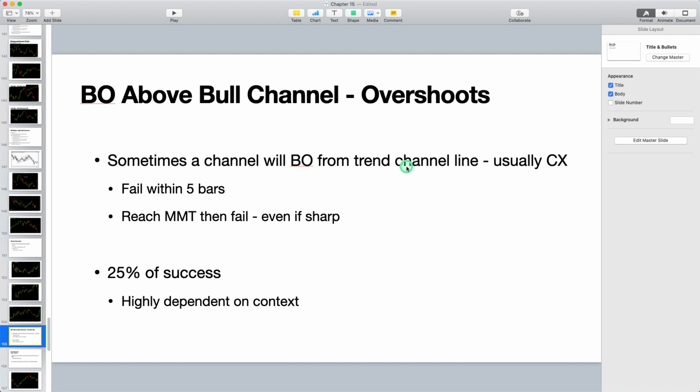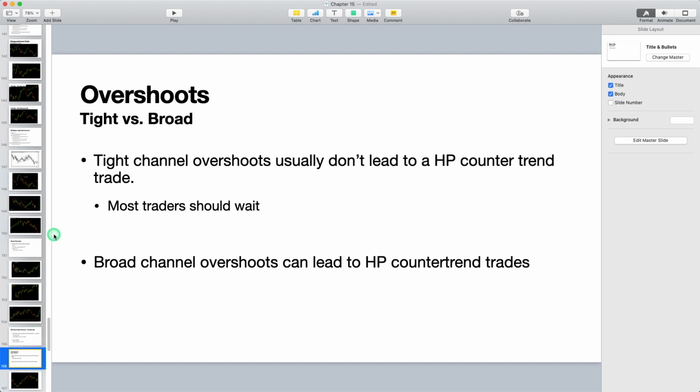So it often fails within 5 bars, and it might sometimes be strong and reach a measured move target and then fail. So even if it's sharp, usually the breakout will fail eventually and come back into the channel and test the trend line. So tight channel overshoots usually don't lead to a high probability counter trend trade, and most traders should just wait.